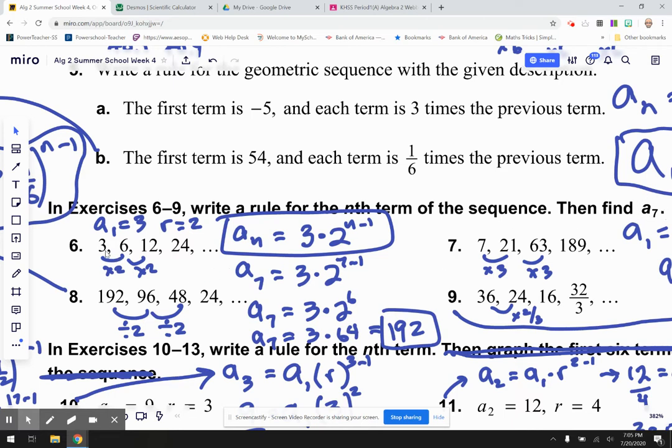So they want to say, okay, here's first 4 terms. What would the 7th term in this be, if I kept multiplying by 2? So you would put a 7 in for n. 7 minus 1 is 6. So you want to get 2 to the 6th power. 2 times 2 times 2 times 2 times 2 times 2, 6 times would be 64. 3 times 64, 192 would be the 7th term in this sequence. So a7 would be 192.